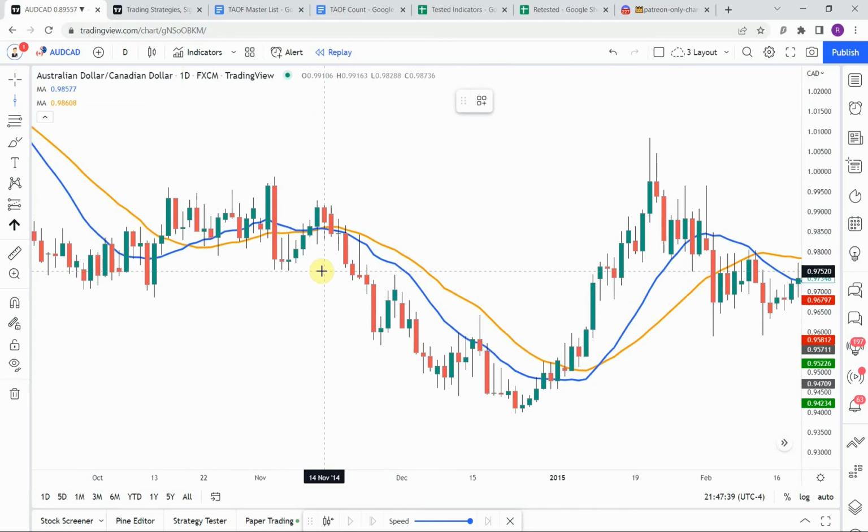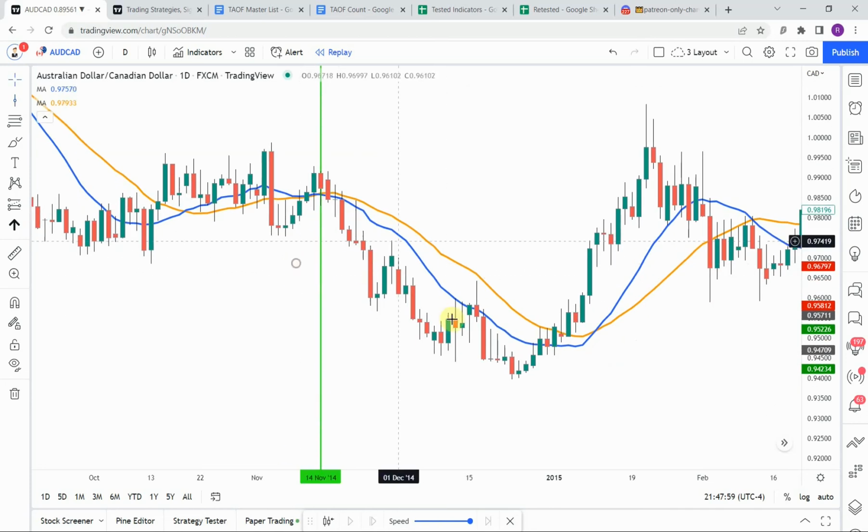So right here on this candle, the blue moving average is at 98.577, and the orange line is at 98.608. And so right here is when it would cross, and you can see that we would enter on, looks like we got a gap from 1 week to the next.